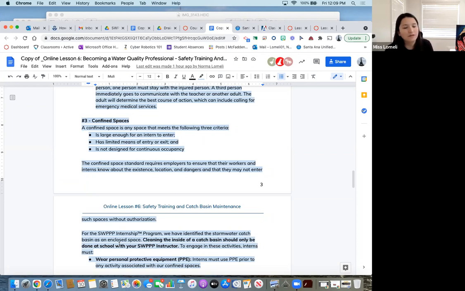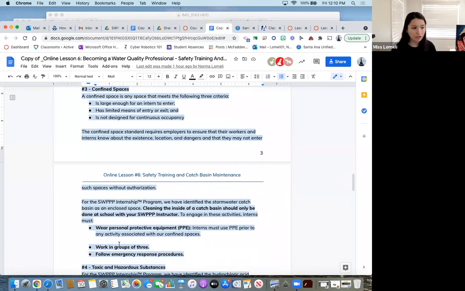So if there is a confined space at your parents' job, they were informed of it. Like, this is a confined space, do not enter. Only if you have authorization, you may enter. So if there is a confined space, we all need to be made aware of it as employees.